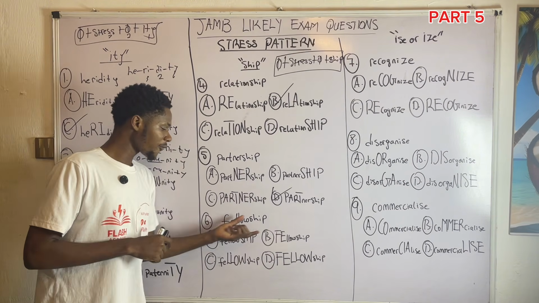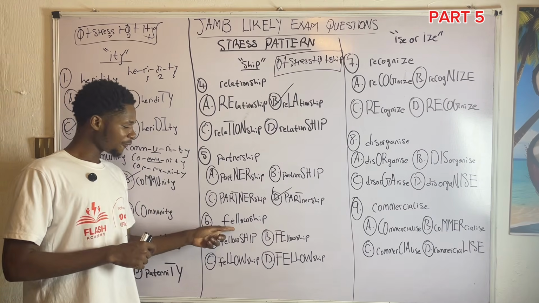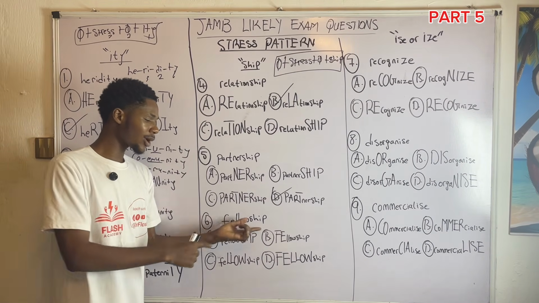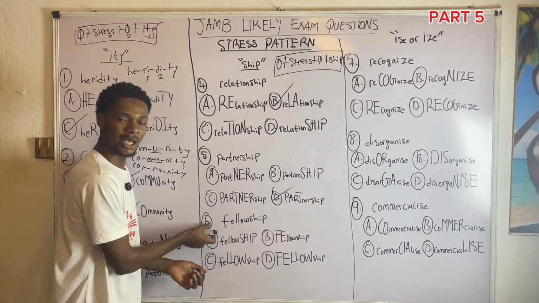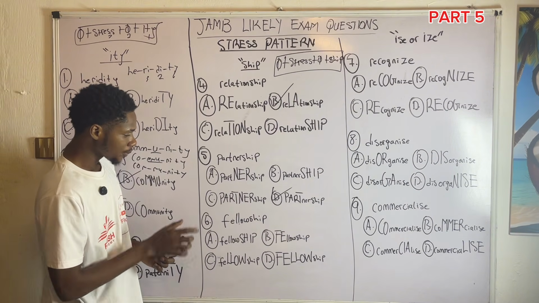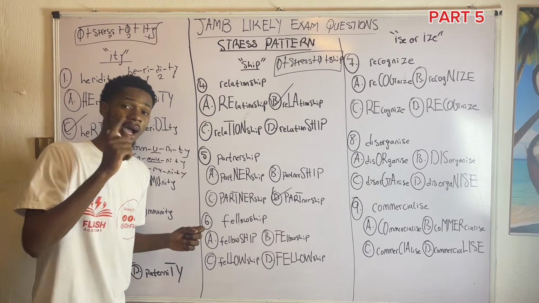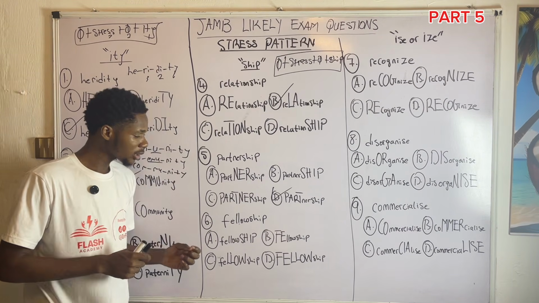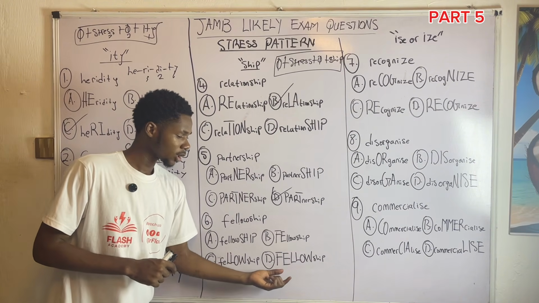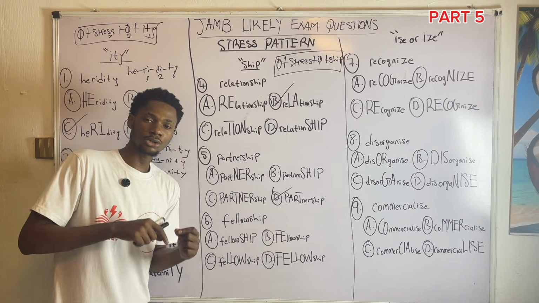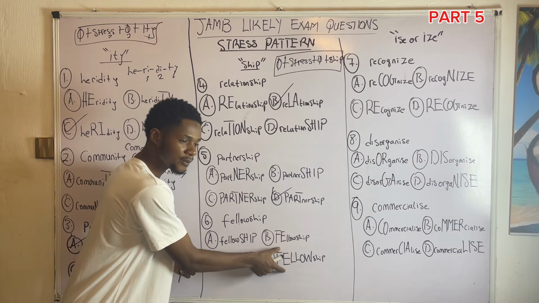Okay, now for fellowship, the stress remains on the third syllable from the last. So you have FEL, the first syllable, LOW, and then we have SHIP. From the last, we're having first syllable, second syllable, third syllable. That's FEL. So which option carries FEL? Notice that B and D are both carrying FEL. And I told you guys in my previous video that whenever you have more than one syllable stressed, you should immediately eliminate it. That's option D. We're having FEL, we're having LOW.